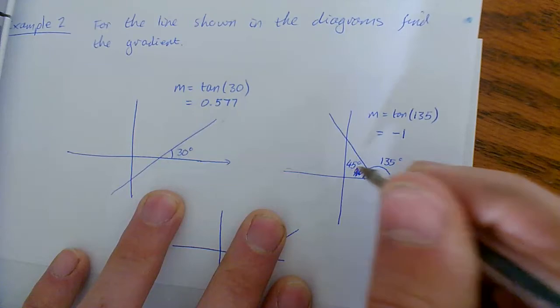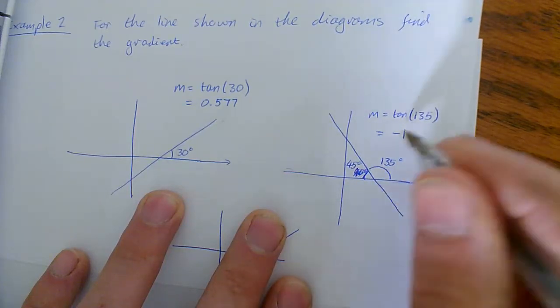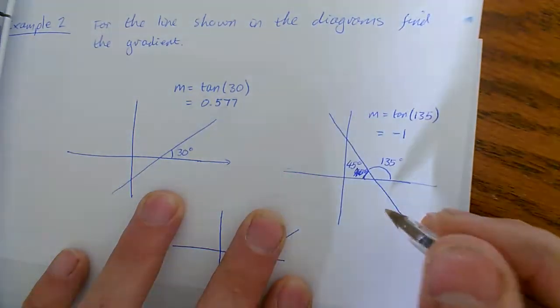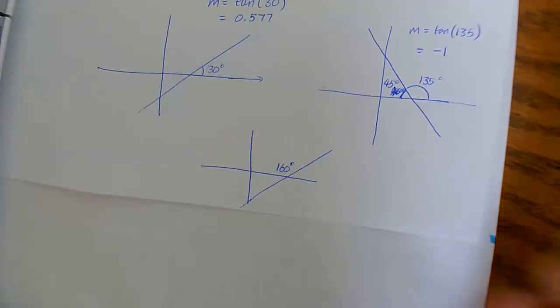If I'd done tan of 45, it would give you the answer 1, and you can quite clearly see that it does not have a positive gradient. So do always a little common sense check when you work out gradient.